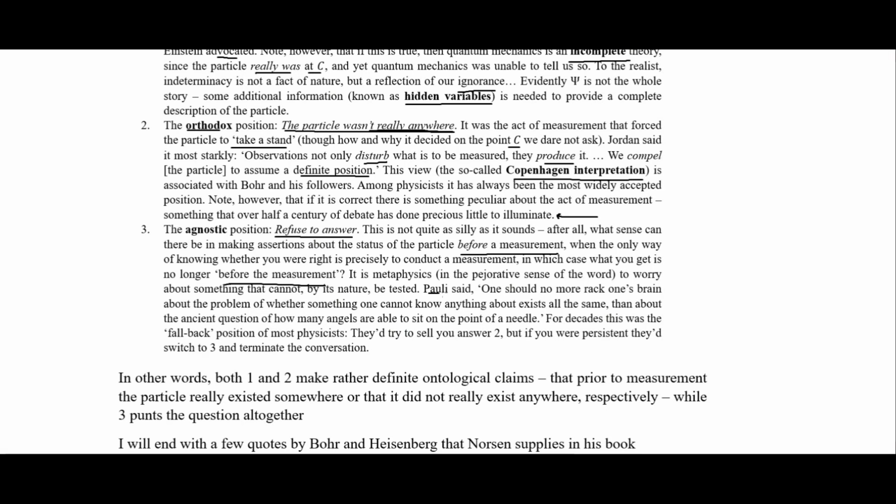Pauli said, one should no more rack one's brain about the problem of whether something one cannot know anything about exists all the same than about the ancient question of how many angels are able to sit on the point of a needle. For decades, this was the fallback position, Griffiths says, of most physicists. They'd try to sell you answer 2, but if you were persistent, they'd switch to 3 and terminate the conversation.